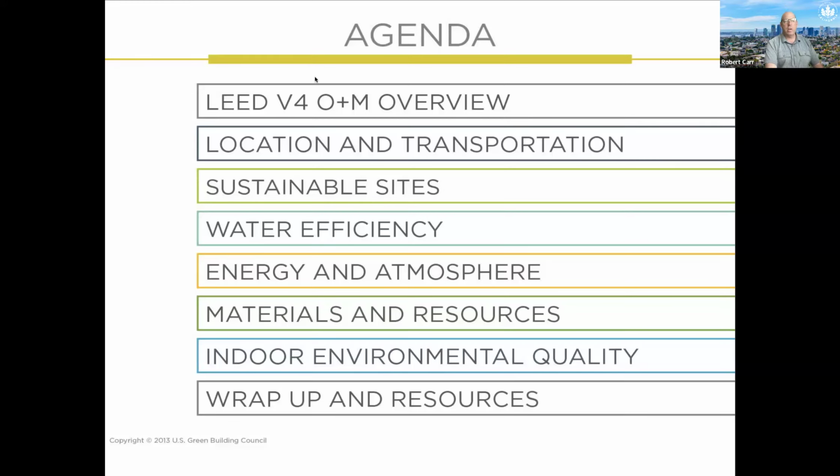So the agenda for today is we're going to talk about the overview of LEED version 4.0 for O&M. That's operation and maintenance for existing buildings. It's not new construction. It's not neighborhood development. It's specifically for buildings that already exist and the operations that go on within them. And then we're going to go through each different credit category. These are the credit categories that are within the certification for the building.